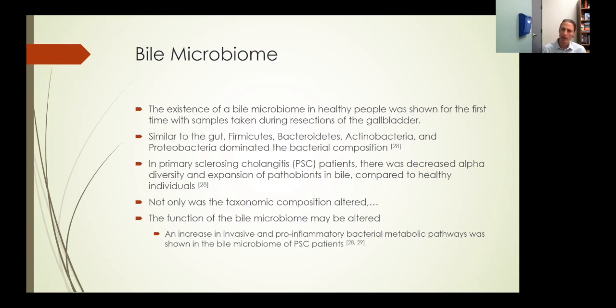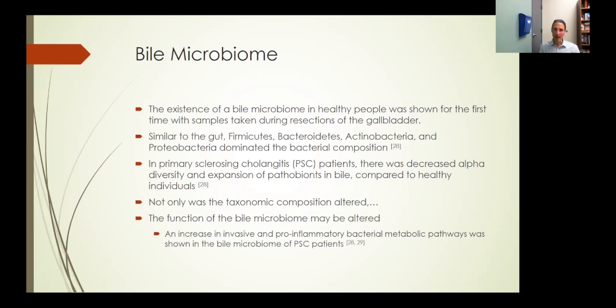So what does this mean? A couple of interesting terms here: alpha diversity and expansion of pathobionts. Alpha diversity is the overall diversity of the various strains of bacteria within an ecosystem. So they say that someone with a healthy gut microbiome has strong alpha diversity. They have a wide variety of healthy bacteria in the gut. Here in these primary sclerosing cholangitis patients, that diversity of various types of bacteria was diminished.